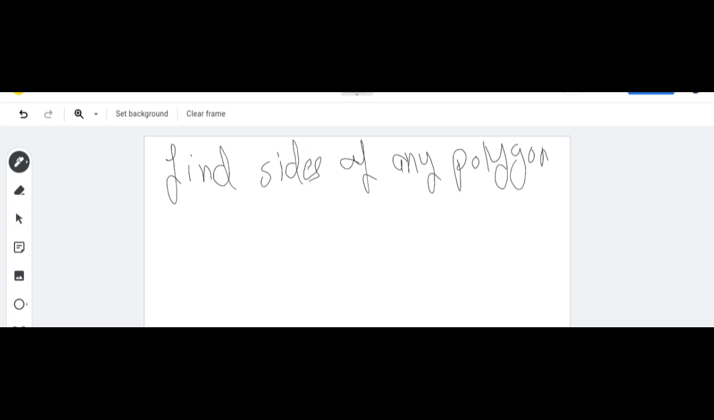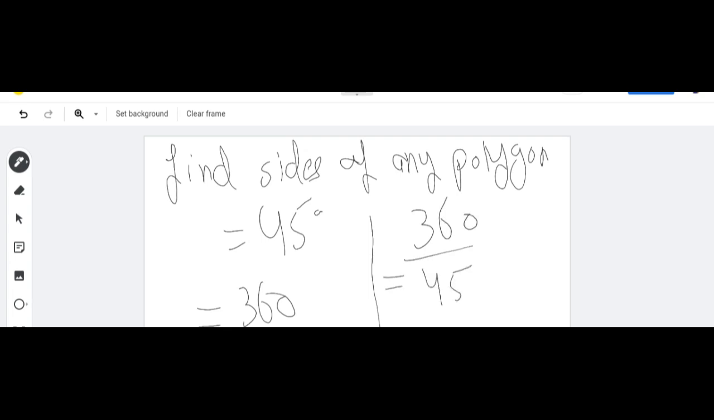The angle is 45. Yes. The exterior angle of the polygon is 45, and the total sum is equal to 360. We simply have to divide 360 by 45, so we got the answer 8. So the regular polygon has how many sides? 8 sides. Very good.